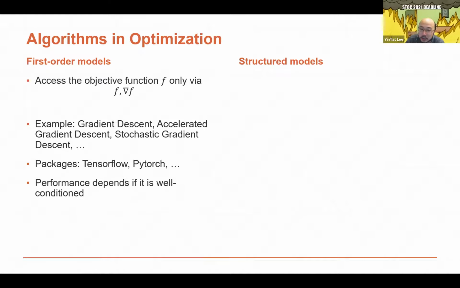And in general, the performance of those algorithms depends on whether the problem is well conditioned. Namely, if you draw the level set of the function, if the level set looks very skewed, then that is bad conditioning. And if the level set looks like a sphere, then we call that well conditioned. And for first order methods, they are usually faster for those sphere shapes.